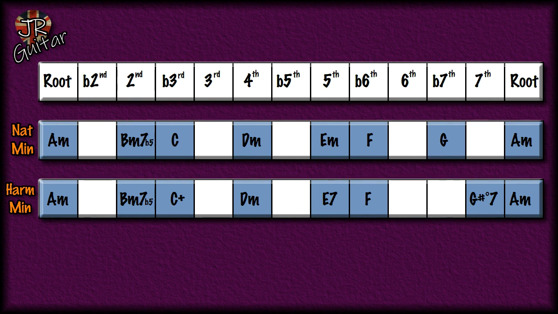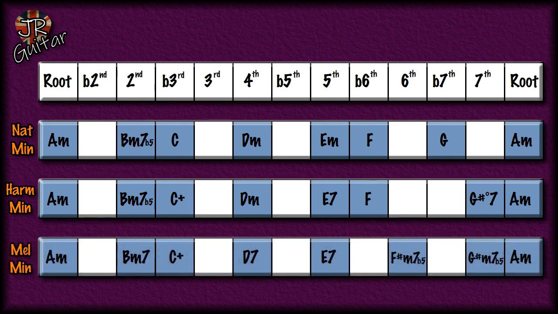Then, of course, what we did was we changed the F note to an F sharp, and that gave us the melodic minor, and this is the melodic minor key. It has the chords of A minor, B minor 7, C augmented, D7, E7, F sharp minor 7 flat 5, G sharp minor 7 flat 5, and A minor. And this is what those chords sound like.